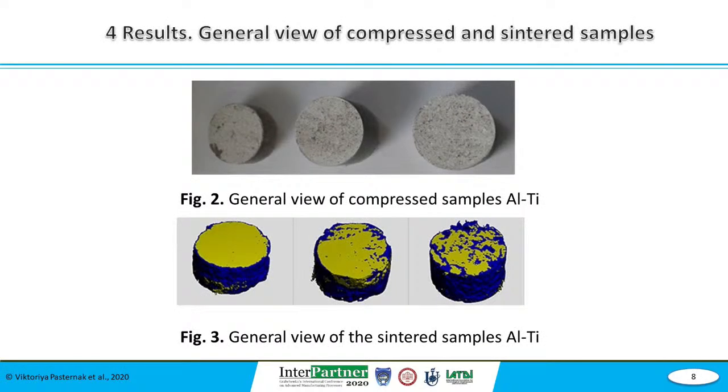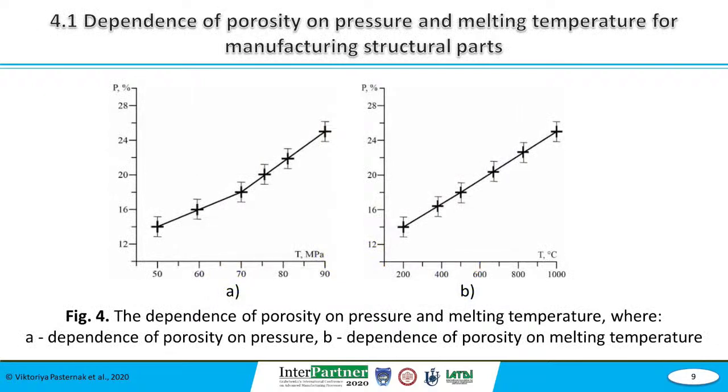Results. General view of the compressed and sintered samples OT. Please, slide 9. Dependence of porosity on pressure and melting temperature for manufacturing structural parts, where A is the dependence of porosity on pressure, and B is the dependence of porosity on melting temperature.